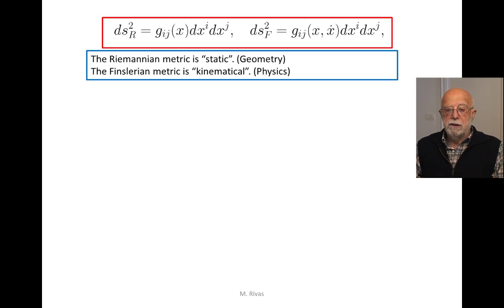We can say that a Riemannian metric is static, is a geometric metric. It depends only on the separation between every pair of points. However, the Finsler metric is more kinematical, is more physical, because the length between 2 points is not only a function of the geometrical distance between them, but also depends on the velocity when we go from one point to the other.